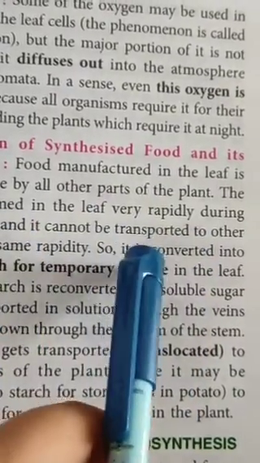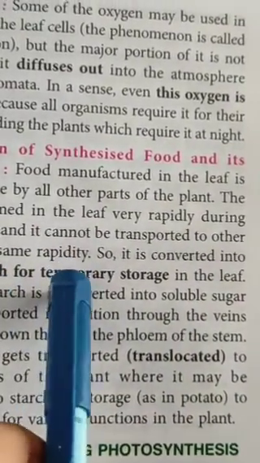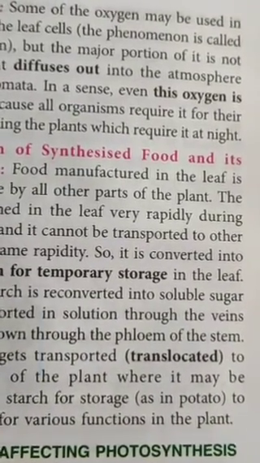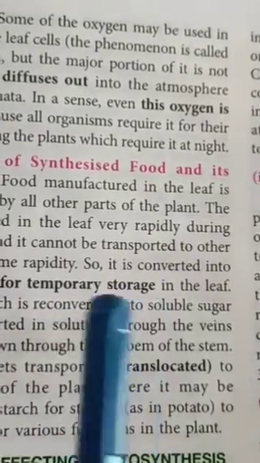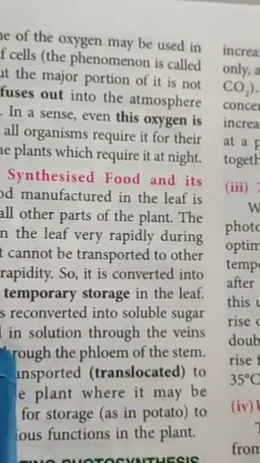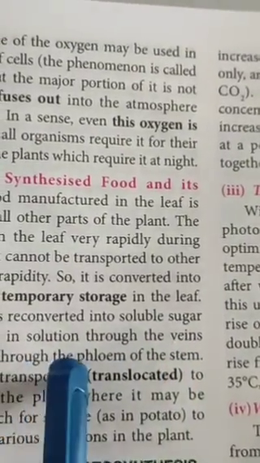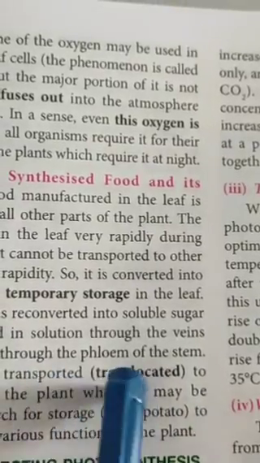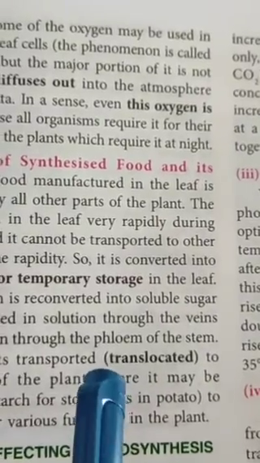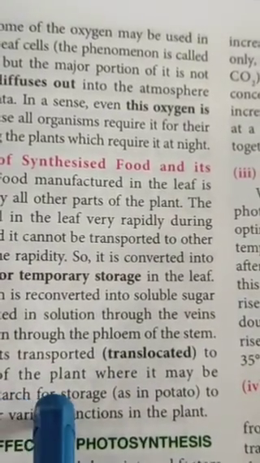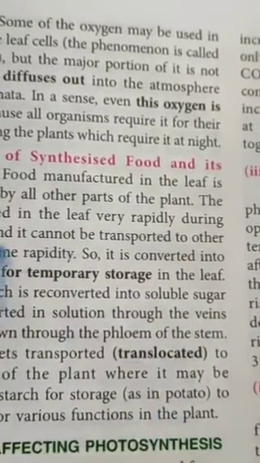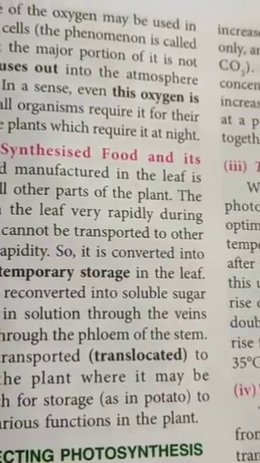So for that reason it is converted into insoluble starch for temporary storage in the leaf. What happens next? At night time that stored starch is reconverted into sugar and then it is transported in solution form through veins into the phloem of the stem. So by this way it is translocated, transported to different parts of the plant. Wherever it reaches, it may be used in the formation of starch for storage, or it may be used to produce energy for various functions. So this is the utilization of synthesized food.